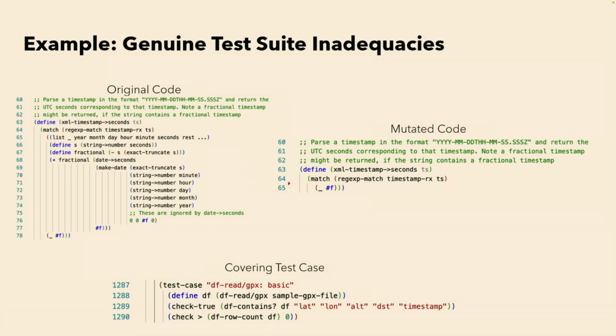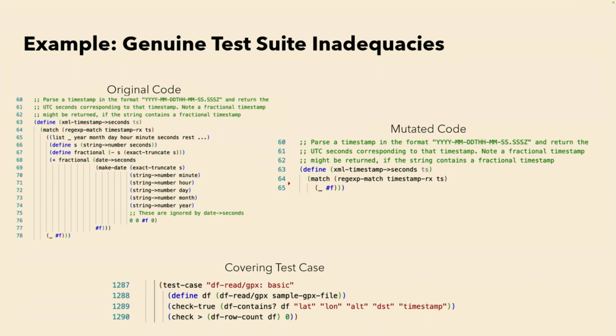And then another example of a surviving mutant would be one for a genuine test suite inadequacy. So this is a snippet from one of the open source projects. Basically, this code takes in an XML timestamp and just tries to parse out the seconds from it. It's got a match statement where the first case tests if it's a well-formed timestamp, basically. And then if it is, it parses out the seconds. And then it has a catch-all second case for the match where it just returns false.